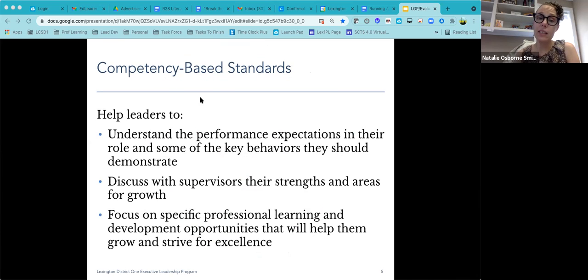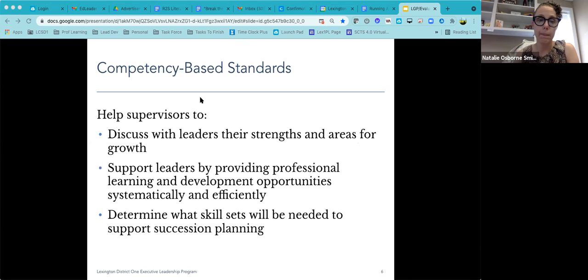So the competencies I described on the previous slide will help you as a leader to do the items you see on the screen. It should help you to understand the performance expectations in your role, as well as some of the key behaviors you should demonstrate. It should also help you to discuss with your supervisors your strengths and areas of growth. And finally, it should help you to focus on specific professional learning and development opportunities that will help you to grow and strive for excellence.